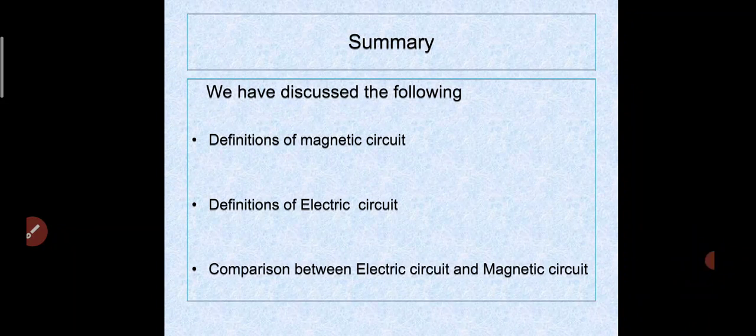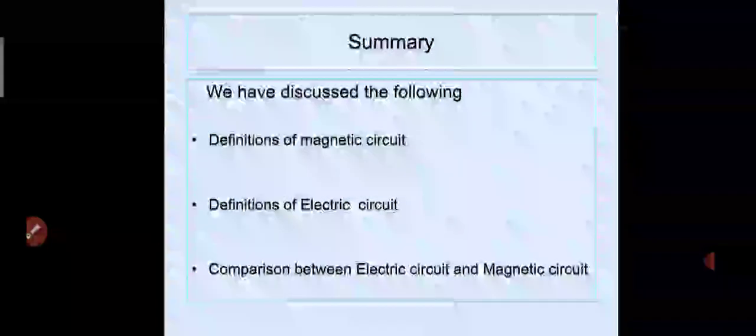So summary, we have discussed the following topics: definitions of magnetic circuit, definitions of electric circuit, and comparison between electric circuit and magnetic circuit.